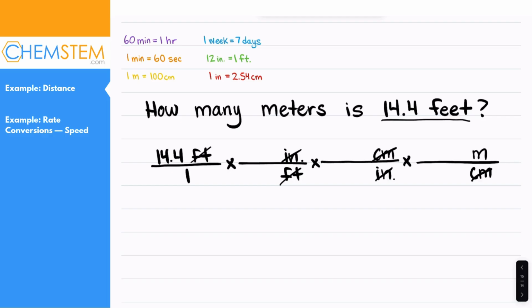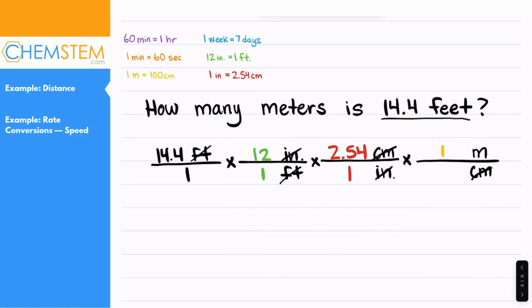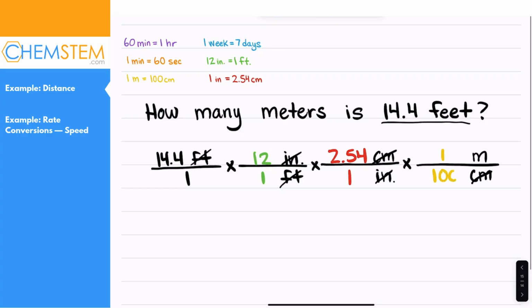Let's fill in our numbers. So inches to feet. There is a relationship there. We know that there are 12 inches in 1 foot. Now you're looking at centimeters and meters, and you're seeing that this conversion factor says that 1 inch is 2.54 centimeters. And then lastly, you've got the meters to centimeters thing. We know that 1 meter is equal to 100 centimeters, according to our conversion factors available to us.